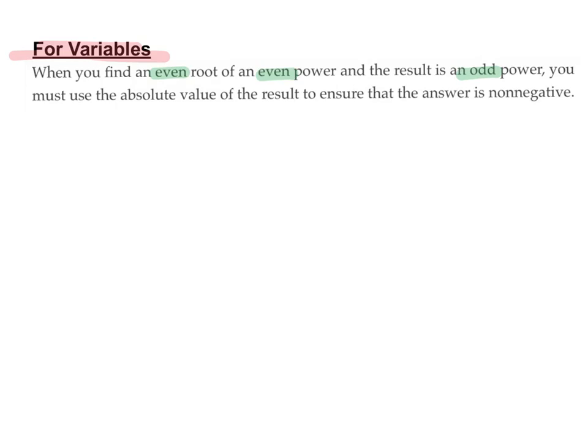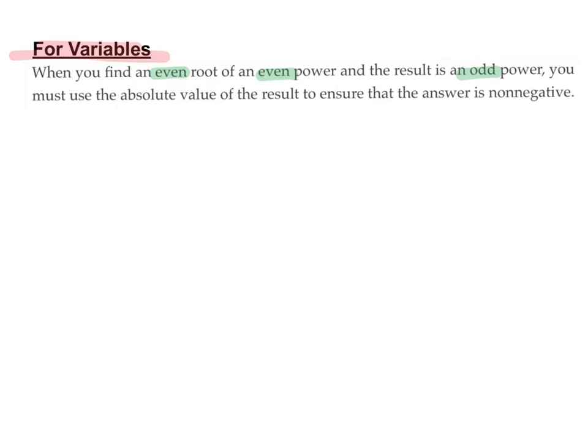But I'm going to say even, odd a bunch of times. And I want you to get that ingrained in your head. When you start dealing with radicals with variables, get that even, odd ingrained in your head. Because when that situation happens, you have to do something different. That's the only situation. The only case.